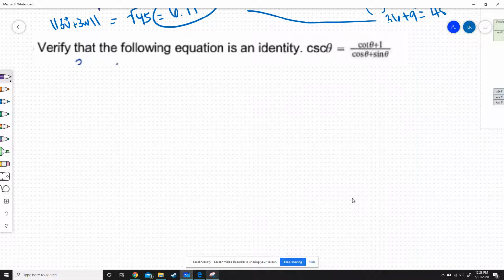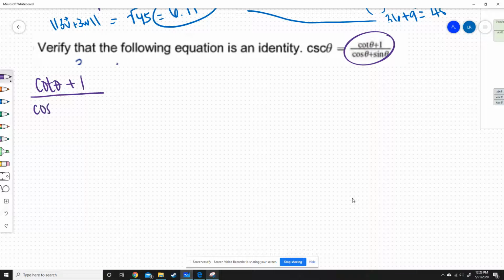There is one major rule, and that is you can only manipulate one side of the equation. And so you need to pick which side of the equation you want to manipulate. I like to pick the more complicated side because by picking the more complicated side, I can simplify it. It is much more difficult to take a simplified side and make it less simple. So I'm going to pick the more complicated side, which is cotangent of theta plus 1 over cosine of theta plus sine of theta. And I'm going to try to make this more simple.